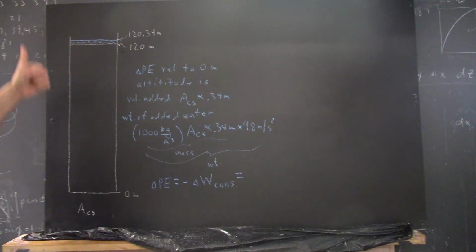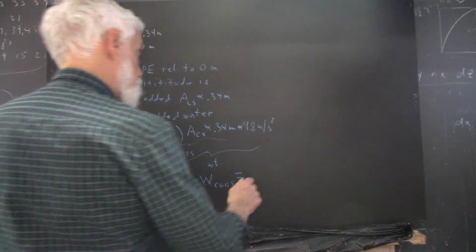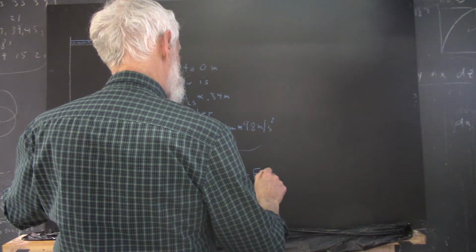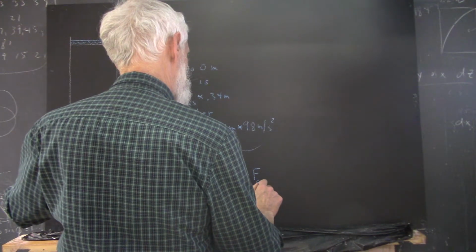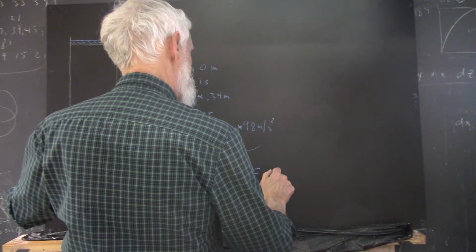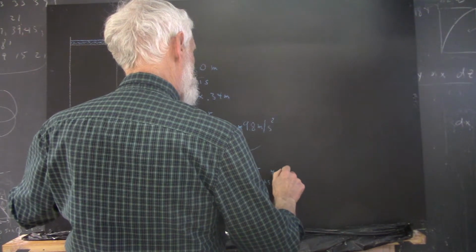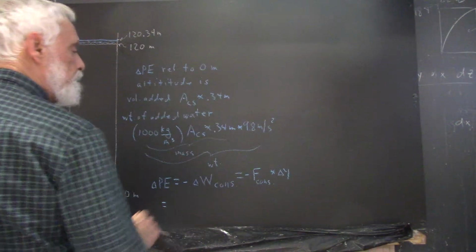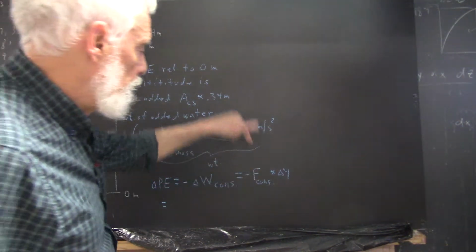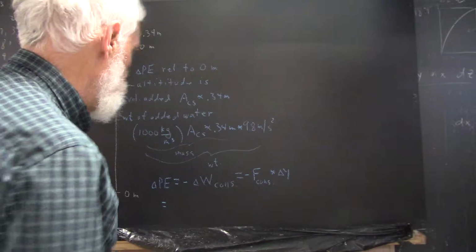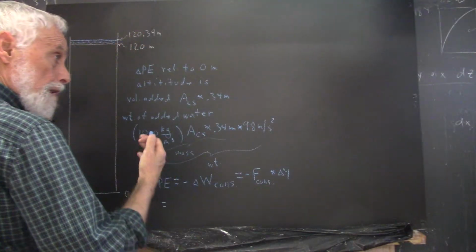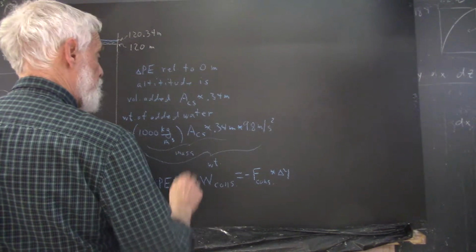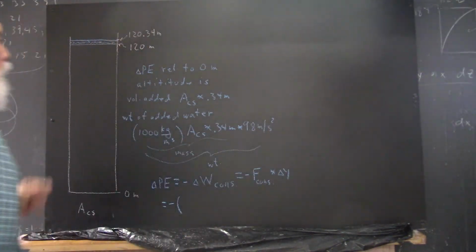The force exerted by gravity is the weight acting downward. The water is pumped upward, so that's equal to the negative of the conservative force multiplied by the change in altitude. The conservative force is downward, the delta y is upward. So let's take upward as positive, so that downward is negative. So that's negative of this.